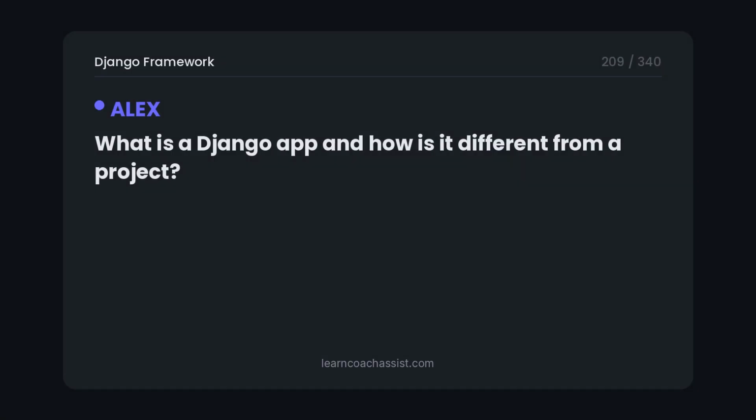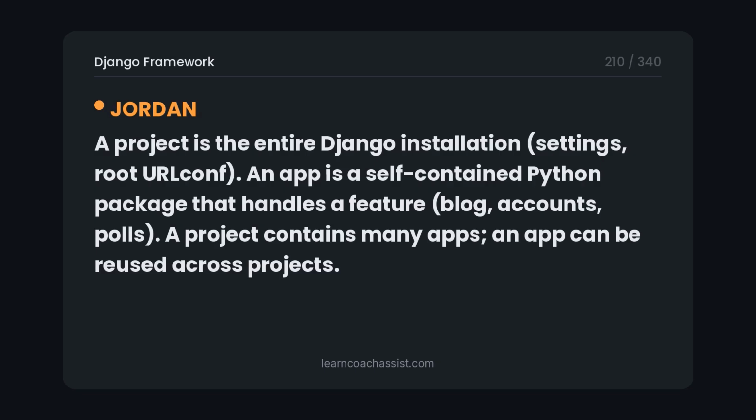What is a Django app and how is it different from a project? A project is the entire Django installation: settings, root URL conf. An app is a self-contained Python package that handles a feature, such as blog, accounts, or polls. A project contains many apps. An app can be reused across projects.